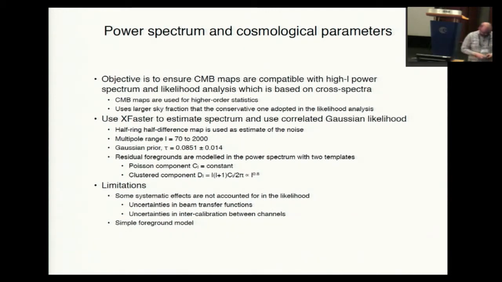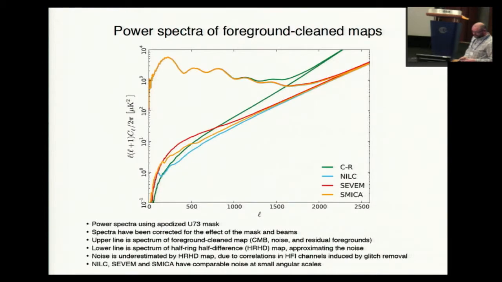There are some limitations, of course, to this analysis. We've not accounted for some of the systematics that are in the likelihood. We don't take into account the uncertainties in our beam transfer functions, nor do we take into account uncertainties in the intercalibration between the channels. And we have a simple foreground model. Anyway, let's look at the power spectra of the foreground-cleaned CMB maps.